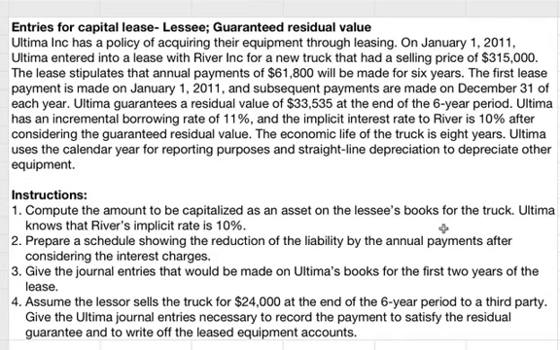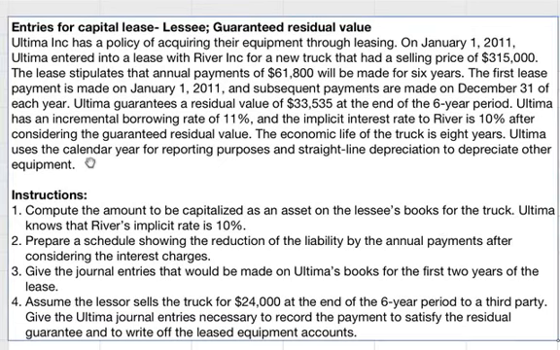This is an example problem about entries for capital leases on the lessee side with guaranteed residual value. So you can see the problem here. It says Ultima Inc. has a policy of acquiring their equipment through leasing. On January 1st, 2011, Ultima entered into a lease with River Inc. for a new truck that had a selling price of $315,000.